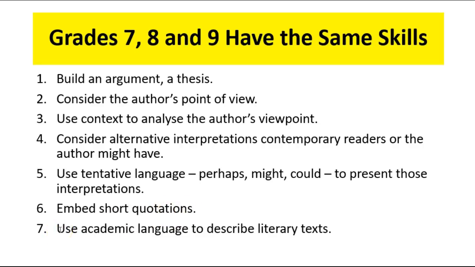And then finally, using academic language to describe literary text, and that doesn't mean naming the parts of speech, noun, adjective, adverb, and so on. It's the kinds of words you need in order to write about literary texts, and you will see that as well. All right, so that's what you need for at least grade 7.